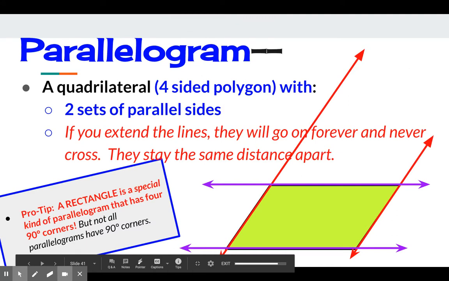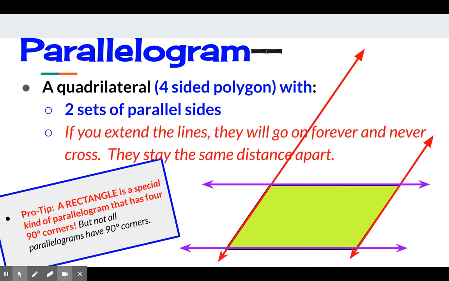Okay, parallelograms. We talked about them yesterday or last week. A parallelogram is a quadrilateral, so it's a four-sided polygon that has two sets of parallel sides. If you extend the lines that are on the sides with your ruler, they'll go on forever and ever, and they'll never cross. They always stay the same distance apart, kind of like railroad tracks.